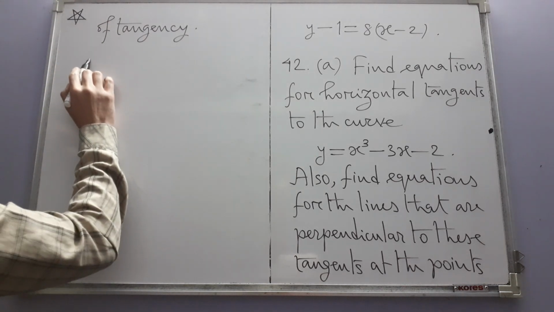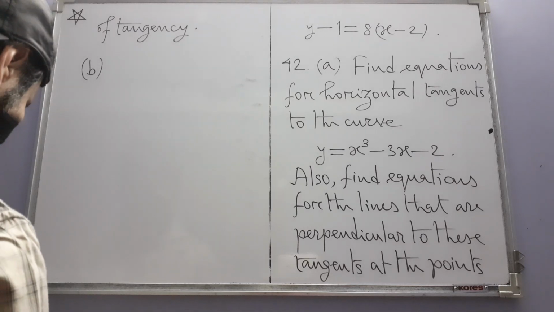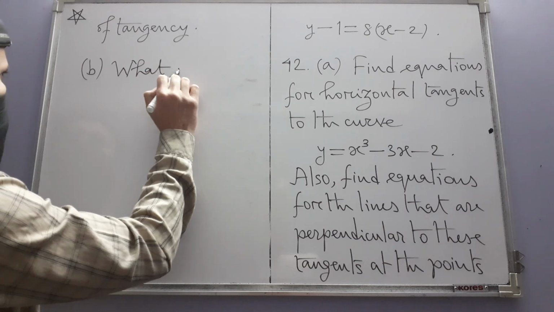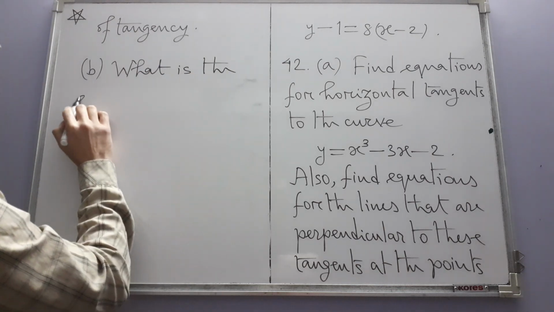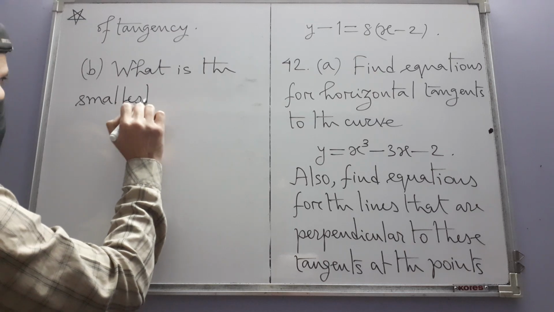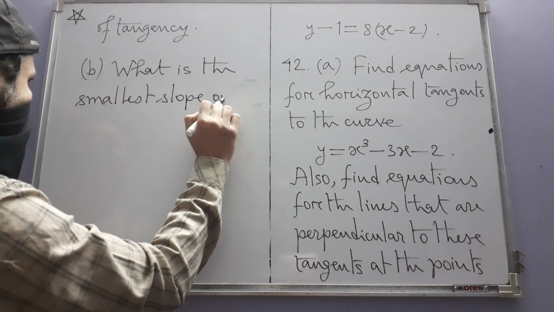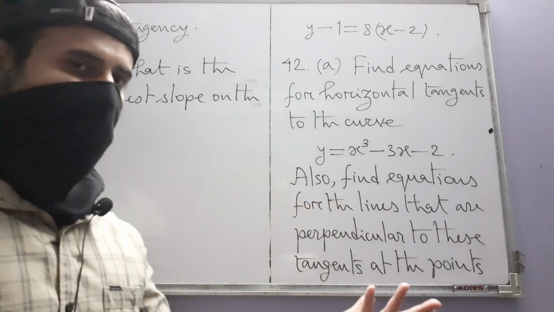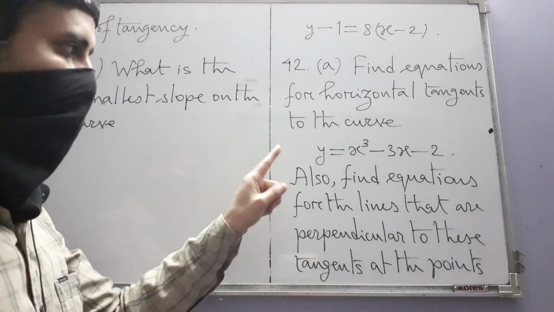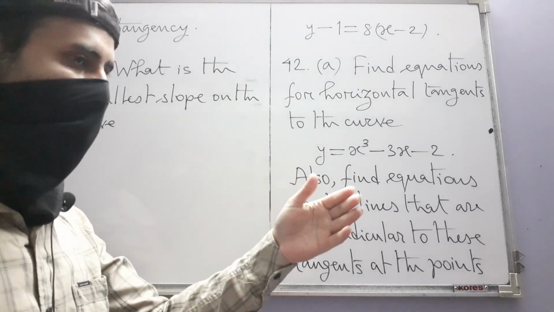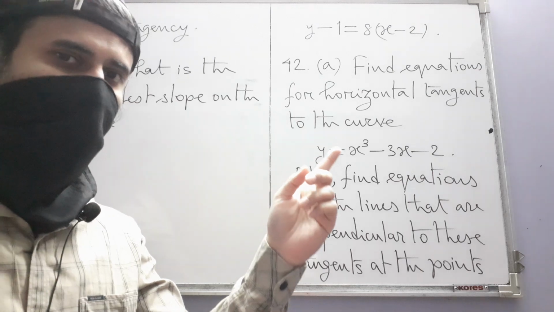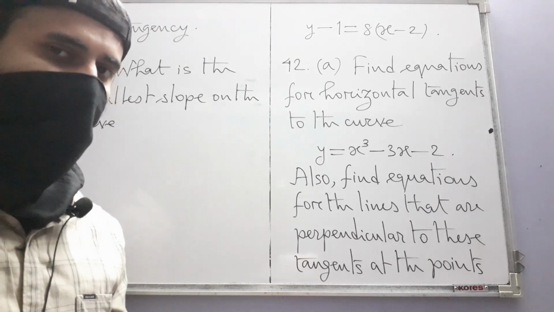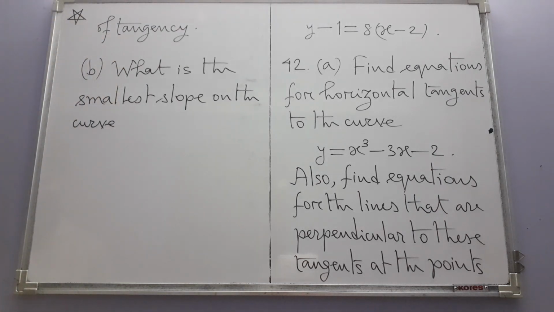And let's see what part B has. What is the smallest slope on the curve? You can clearly see what the smallest slope will be. The slope is at any point 3x square minus 3. So just like the previous one, the smallest slope in this case will be minus 3 and it will be attained at x equal to 0. Same, exactly similar situation.